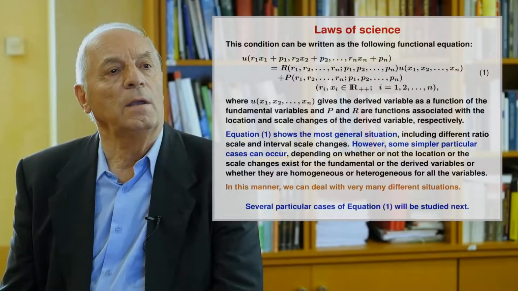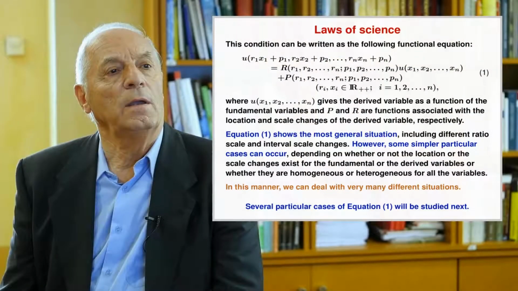The very relevant and beautiful functional equation 1 at the top of the slide explains the conditions we desire for u(x1, x2, ..., xn) to be a valid formula. We want that when transforming the fundamental variables x1, x2, ..., xn by interval scale changes, the secondary variable experiences an interval scale change whose factor r and location parameters are functions of the parameters used for the fundamental variables.